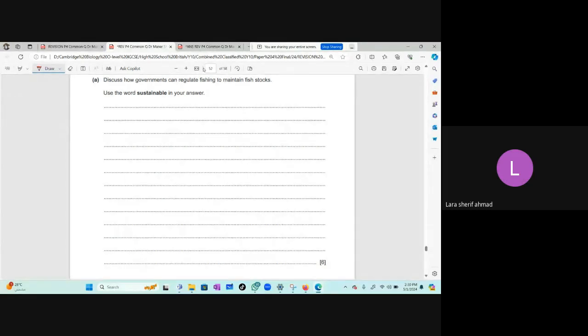Using nets with large holes for the young. Very good. So use nets with hole size or mesh size that are big enough for the young fish to escape. Yes, for the young fish to escape. What else?